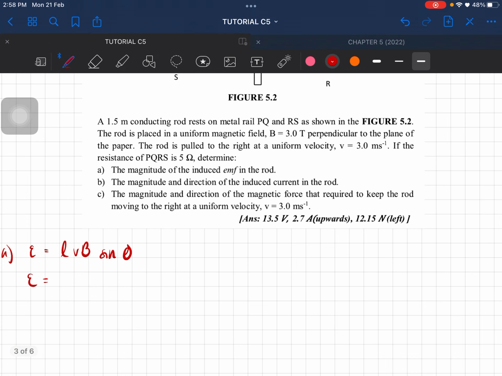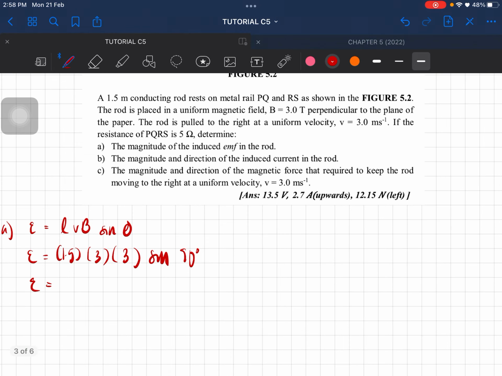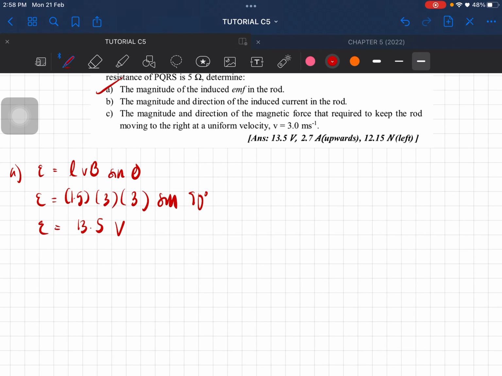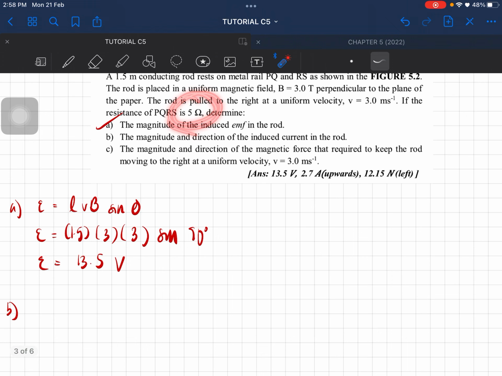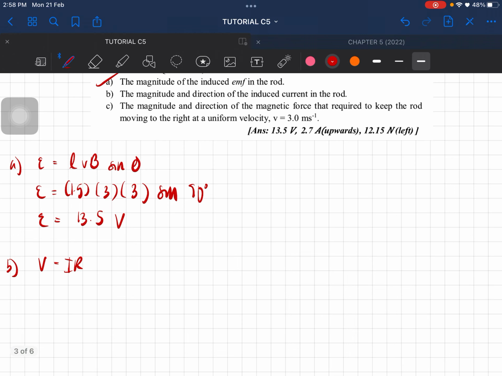So this is equal to 1.5 times velocity 3, times sine 90 degrees, which gives you the induced EMF to be equal to 13.5 volts. Alright, we've done that. Now we have to look for the induced current. Since they gave us the resistance value, we can directly use Ohm's law. Hence we can calculate the induced current, V over R, which gives us 2.7 amperes as the value of the induced current.